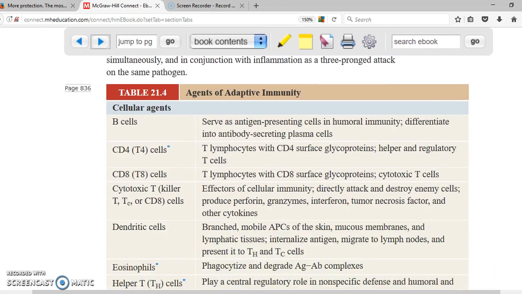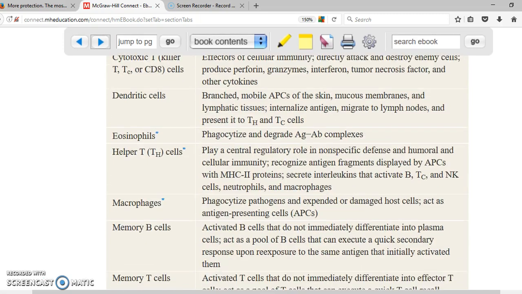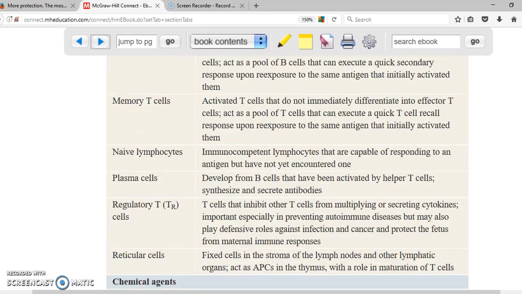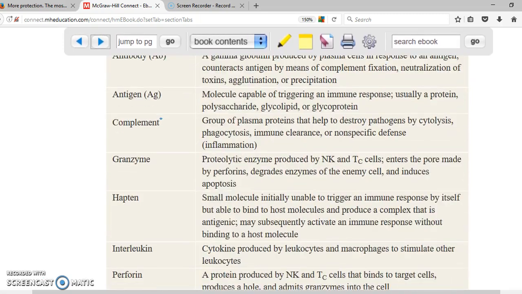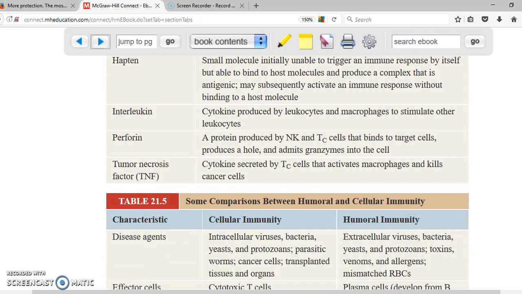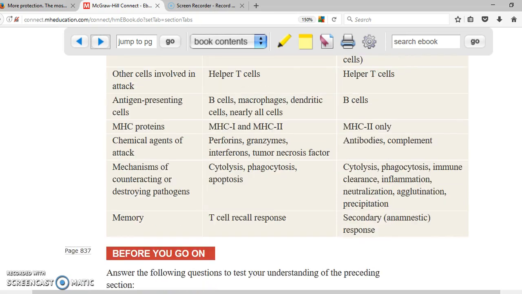Right here you have a nice table showing you all the different agents that are going to work in the immunity. So it's just a nice summary that you should pay attention to in case you get some questions about it. And that's about it.